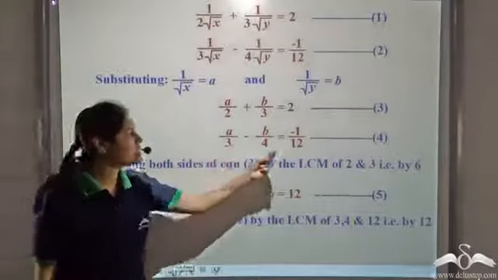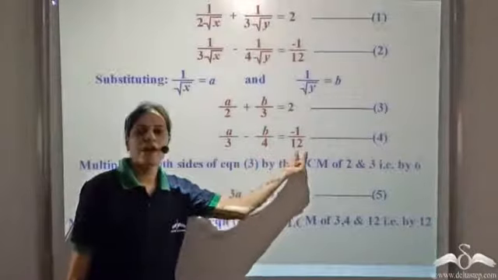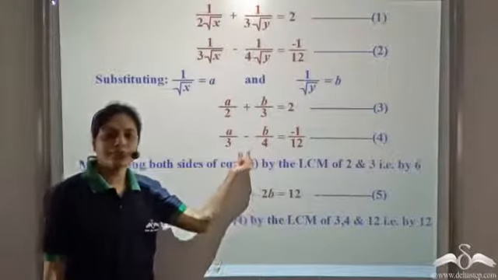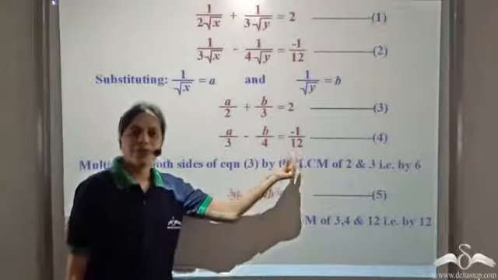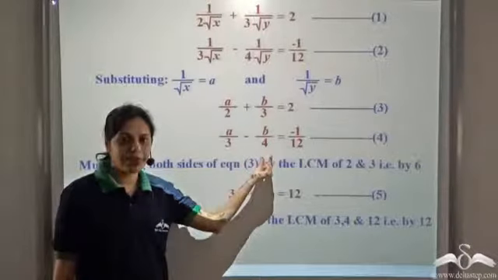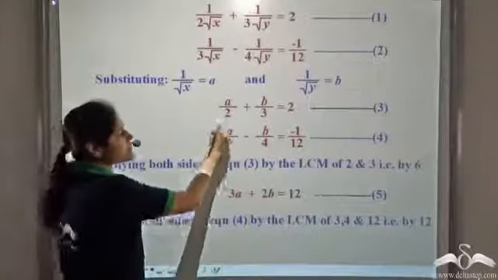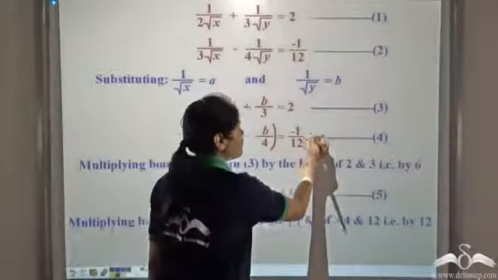Now, look at this equation. We have 3, 4 and 12 in the denominator, so we take the LCM of 3, 4 and 12. The LCM of 3, 4 and 12 is 12. So, let us multiply both the sides of this equation by 12.